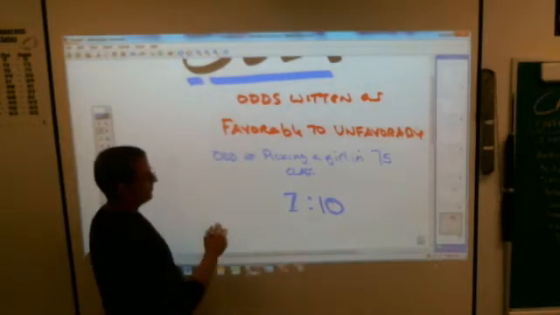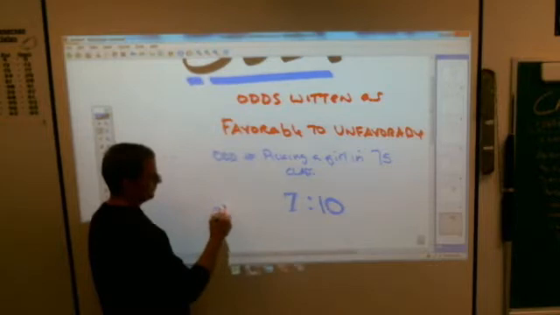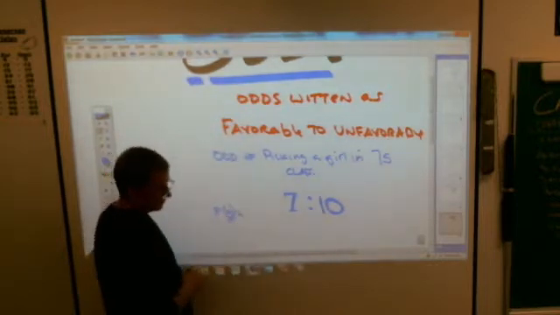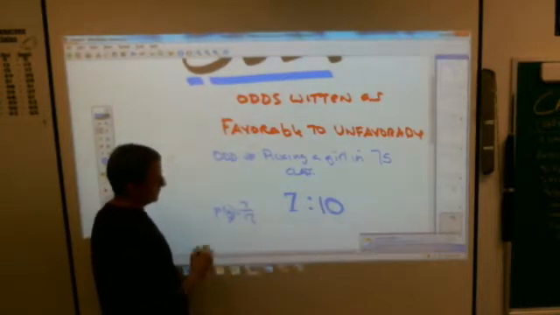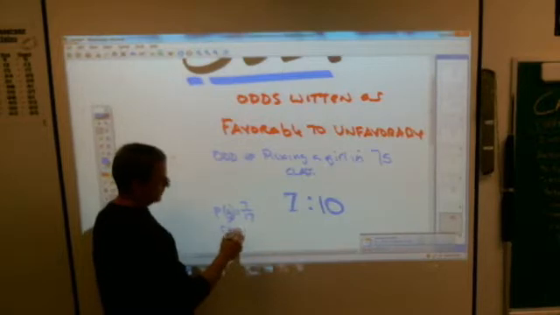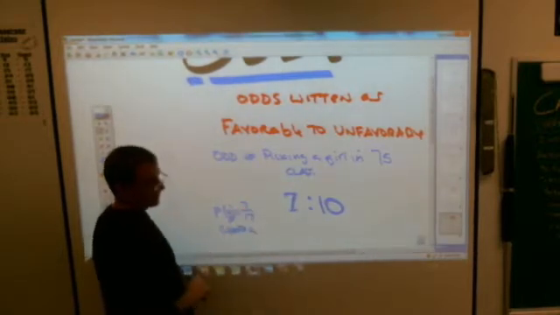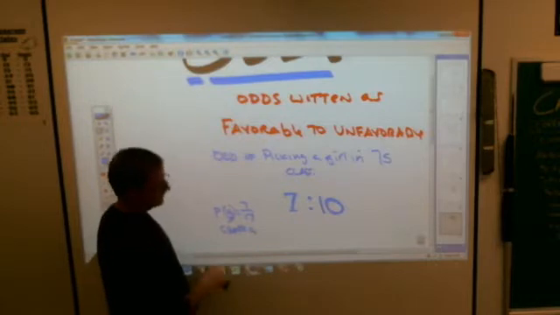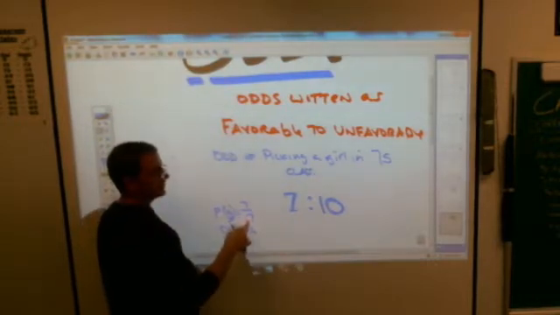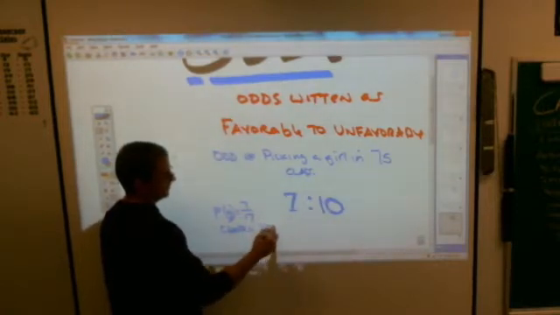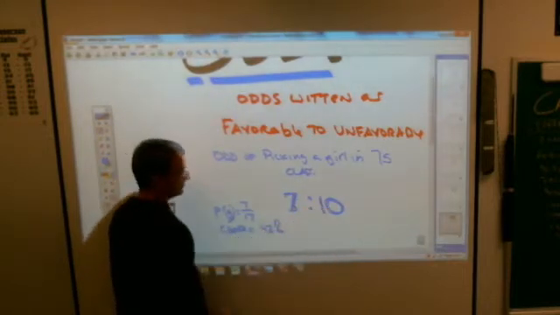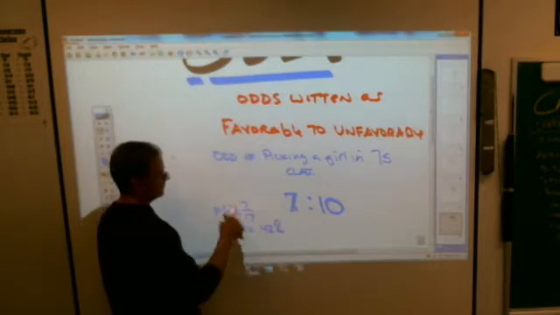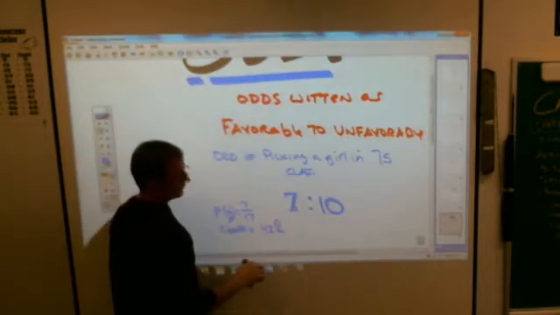Okay. The probability of picking a girl would be, how many girls? 7 out of 17. The chance of picking a girl, you'd have to convert this into percent form, which would be close to what? What's 42%? 6 times 7? Yeah. Is 102. So it'd be close, a little less than 42%. So odds are favorable to unfavorable. Probability is in fraction form, chance is in percent form.